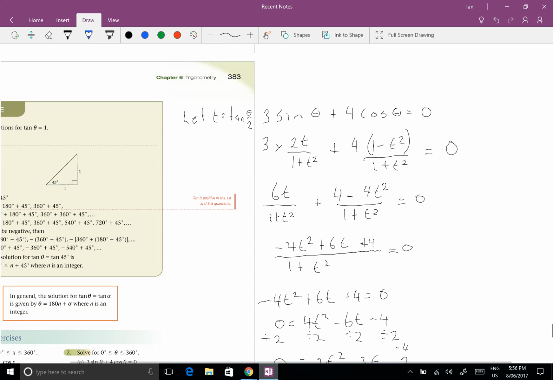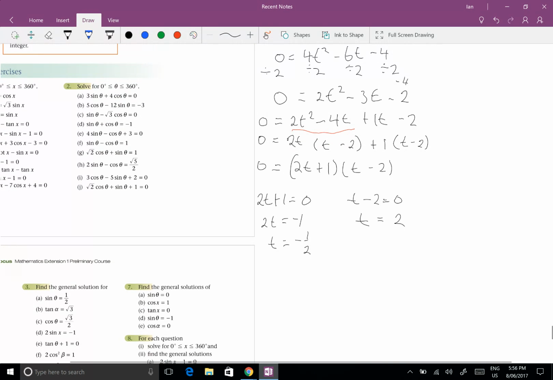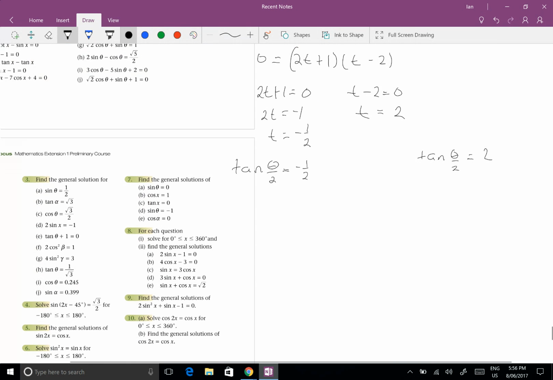Almost there. What was my original statement? That to help me solve this, I was going to let t equal tan theta on 2. Well, I've substituted all that in. I've got an equation and a solution for t, so now I just put tan theta on 2. So that means tan theta on 2 equals negative a half. Well, that can be one solution. Or tan theta on 2 equals 2. Okay, well, let's deal with this. I'll inverse tan it. So theta on 2 will equal inverse tan of negative a half.